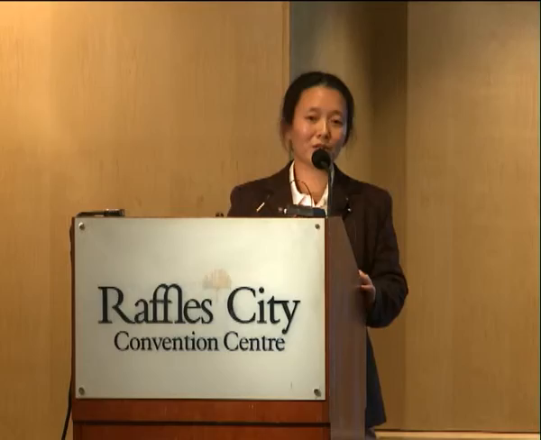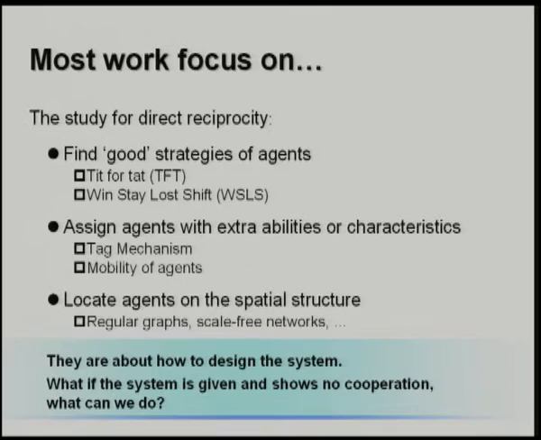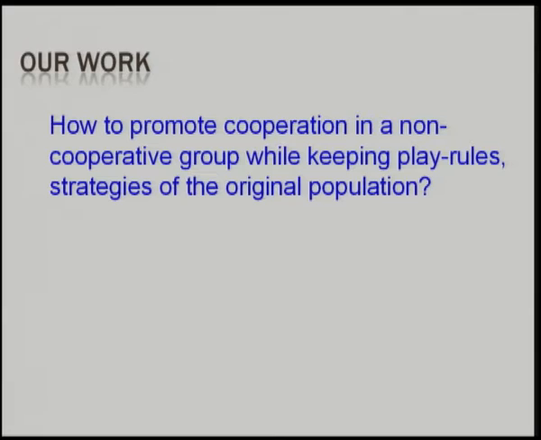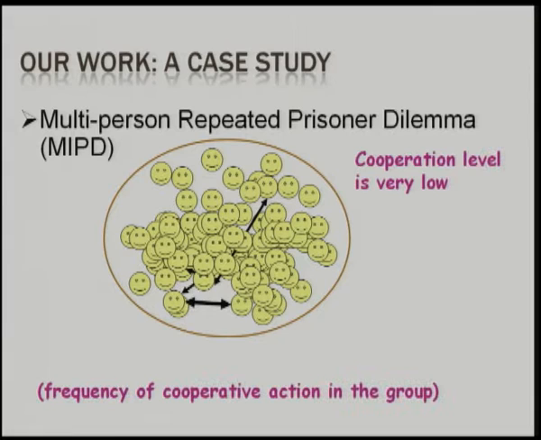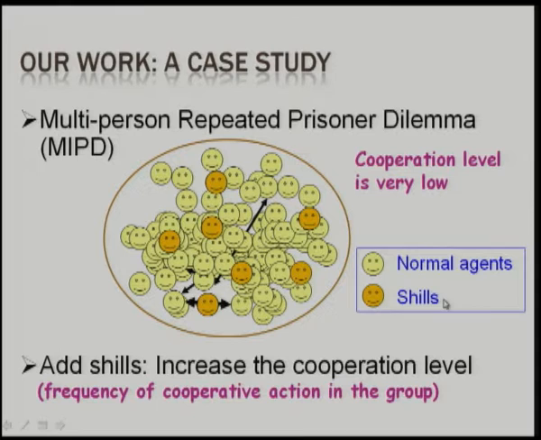But what if the system is given and shows no cooperation? What can we do here? We put shills into the group, and we try to promote cooperation in a non-cooperative group while keeping the play rule and strategy of the original population. Our work is based on a multi-person repeated prisoner's dilemma game, where we found the cooperation level, defined as the frequency of cooperative action in the group, is very low. After we put some shills into the group, it can increase the cooperation level.